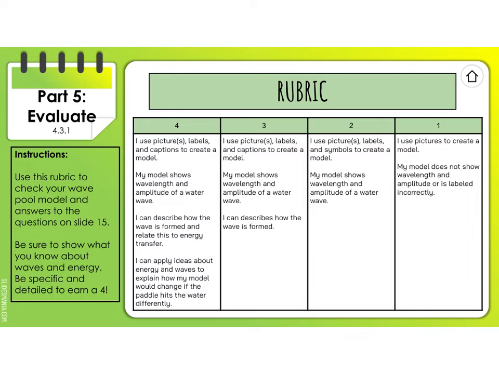So if you use this rubric, if you want a 4, then you're going to look at what it says in 4, and you're going to say, oh, I use pictures, labels, and captions. My model shows wavelength and amplitude. I can describe how the wave is formed and relate this to energy transfer. I can apply ideas about energy and waves to explain how my model would change if the paddle hits the water differently. That's a lot of information.